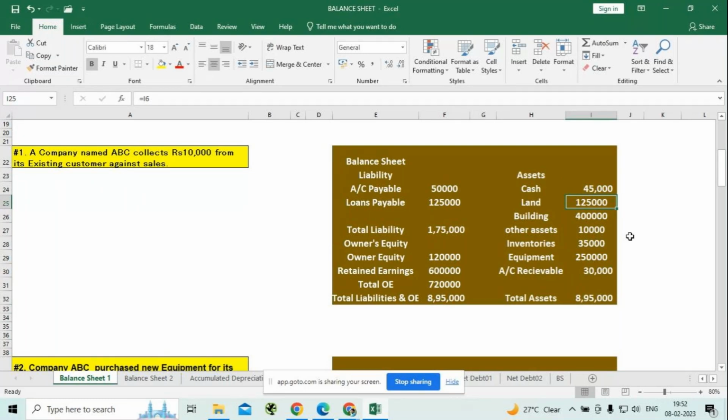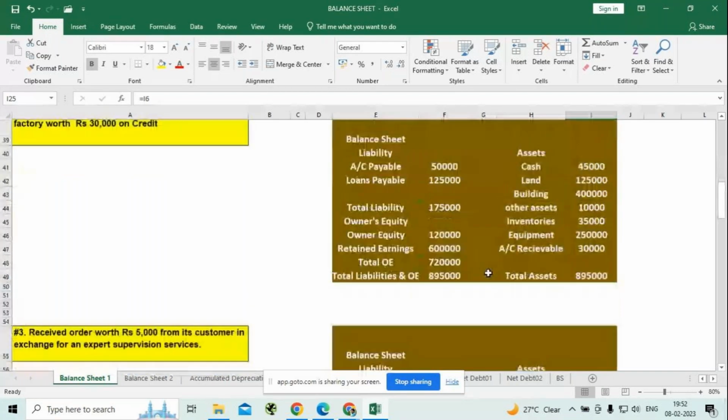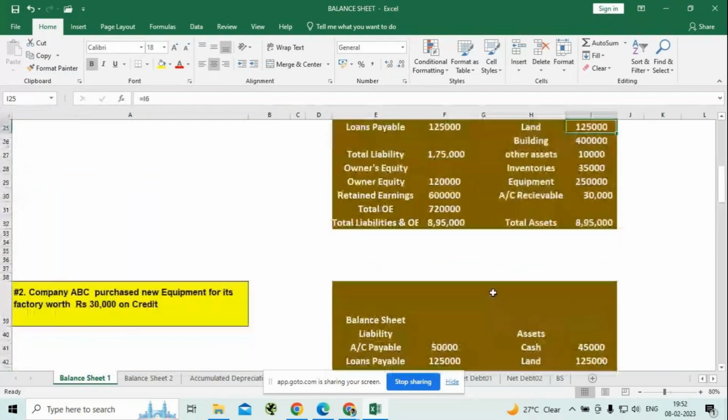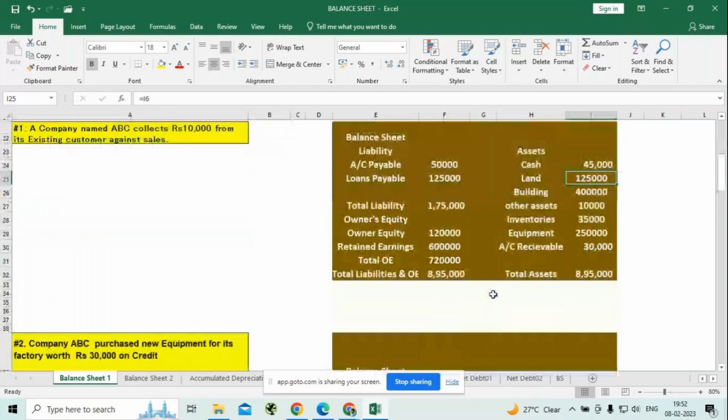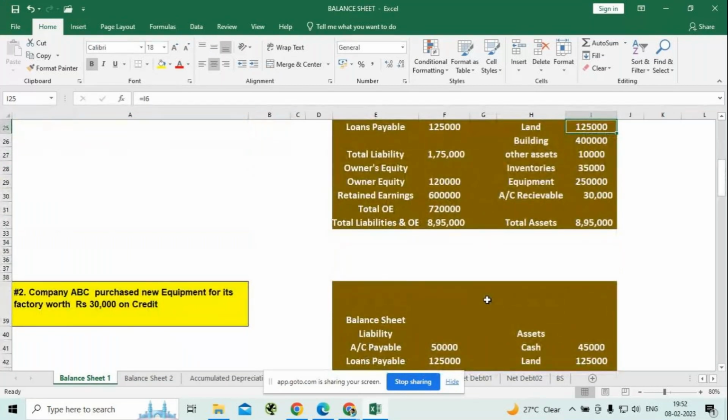Okay. So like this you are supposed to try for the other transactions. Do this and let me know the answer in the next session. Is that clear to everyone? Yes, sir. Okay, fine then.